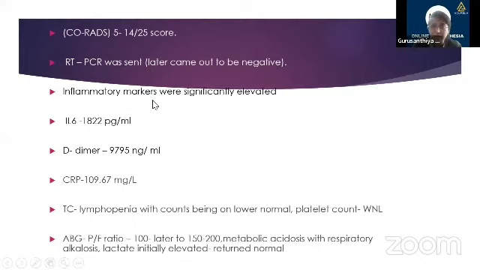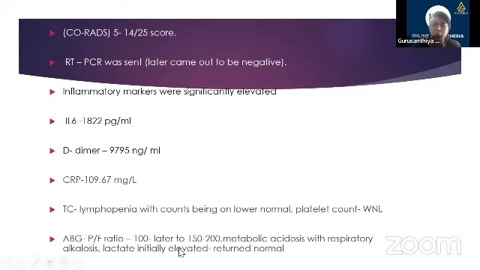The inflammatory markers at that time were significantly elevated. The IL-6 was 1,800, D-dimers were nearly 10,000, and CRP was 109. The total count showed a lymphopenia, with the NL ratio increased and the platelet count within normal limits. ABG initially showed a PF ratio of 100.